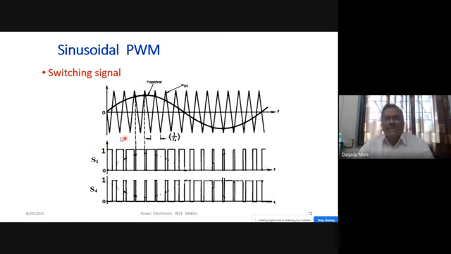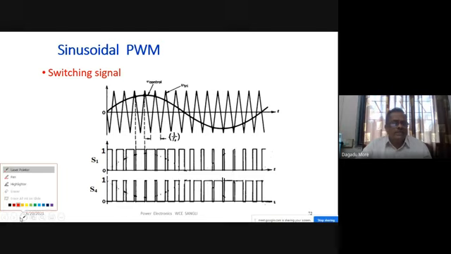Now let us see how we generate the switching signal. Here we have shown a carrier wave, that is, a triangular wave, which is compared with a modulating wave. And here, when the modulating wave is higher, what is our logic?